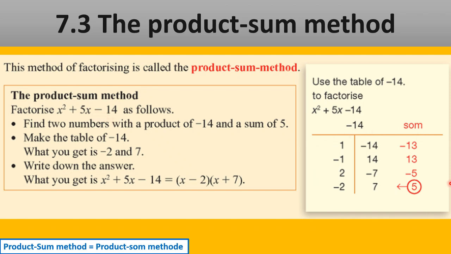Make a table. Certainly the first exercises ask you to make a table. If you can do this mentally later on, that's fine, but for now use the table, because it takes some time, unfortunately. If you practice this enough, you don't have to make a table like this every time. If you do this correctly, in this exercise you will find minus 2 and 7. So the answer is going to be x minus 2 and x plus 7.